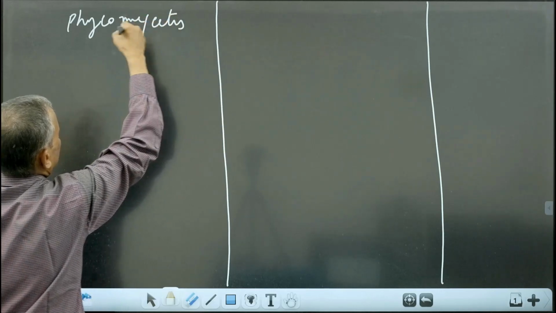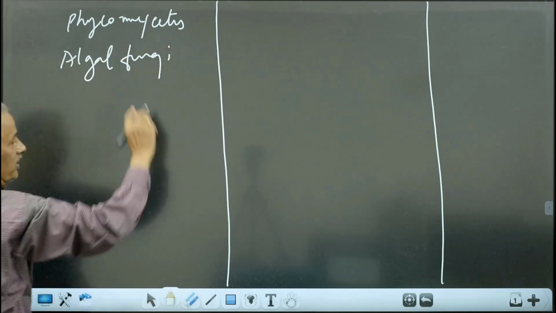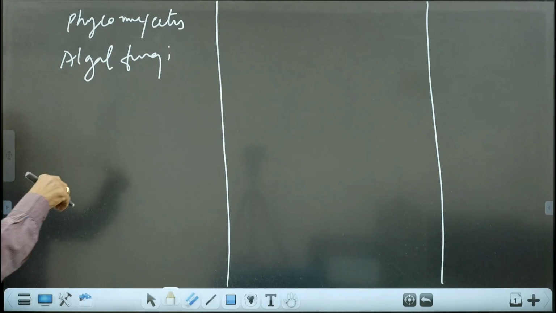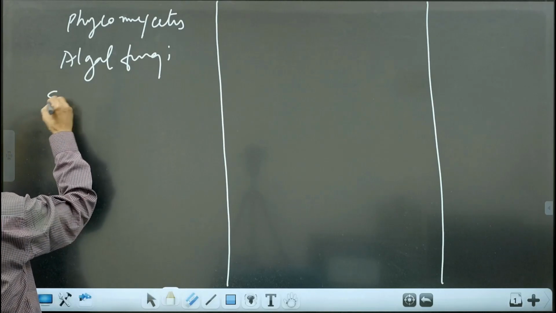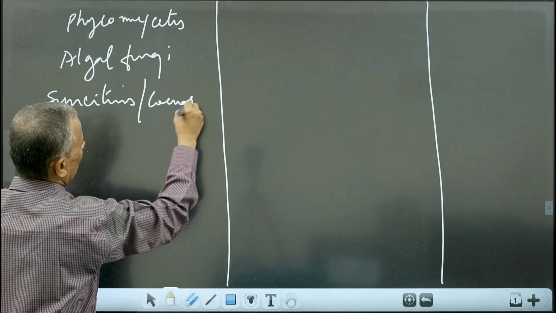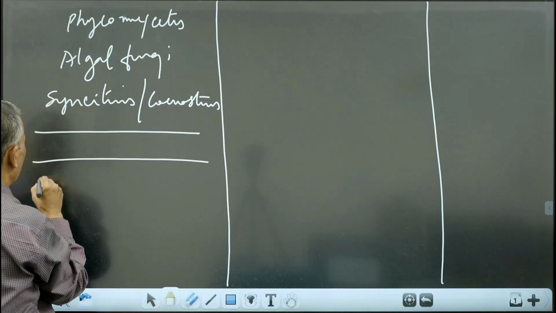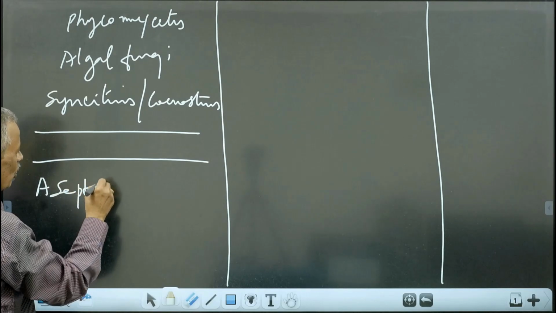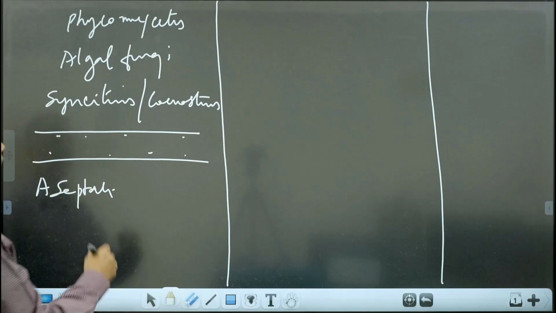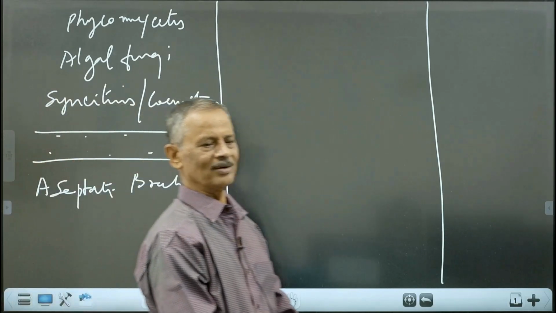Phycomycetes. The term phyco means algae. So, they are commonly called algal fungi because they are living in wet places. This is the only group where the hypha is a syncytium or coenocytium. What is that condition? Here, the hypha has no septa, aseptate, and there will be numerous nuclei in it. So, aseptate and branched hypha, that is number 1.